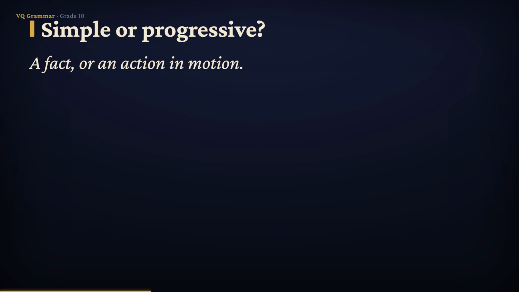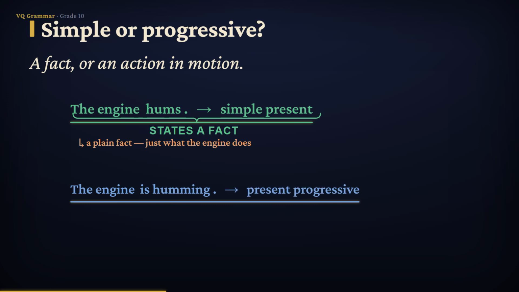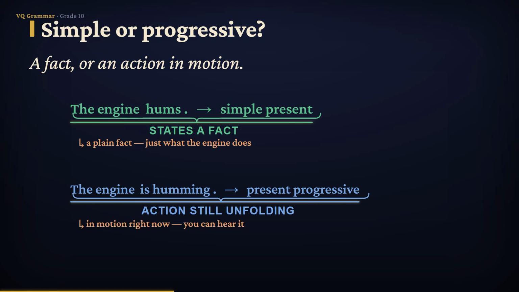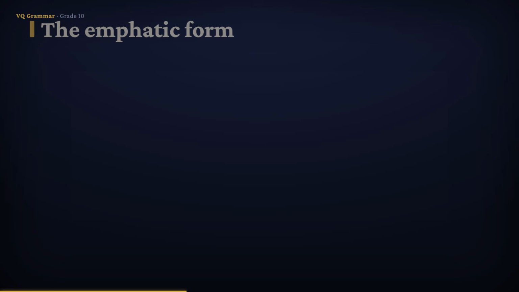Let's set the progressive right next to the simple tense, because the difference is real. Sentence 1. The engine hums. That's the simple present, and it states a plain fact. This is just what the engine does. Sentence 2. The engine is humming. That's the present progressive, and now the action is unfolding as we speak. You could walk over and hear it running this very second. Same engine, same moment, but a different picture entirely. The simple tense reports a fact. The progressive puts the action in progress right in front of you.